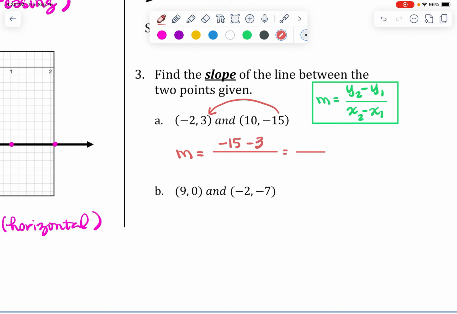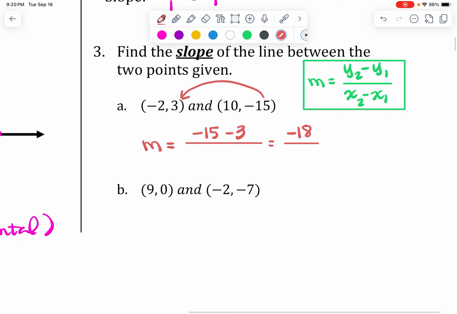I'll just go ahead and simplify that. Negative 15 minus 3 is negative 18. If you're still struggling with basic integer rules, please use your calculator. Negative 15 minus 3 is negative 18. Then when I subtract 10 minus negative 2, you're creating a double negative. The minus sign from the formula and the negative sign on the 2. That is a double negative situation. So this actually turns into one giant plus sign.